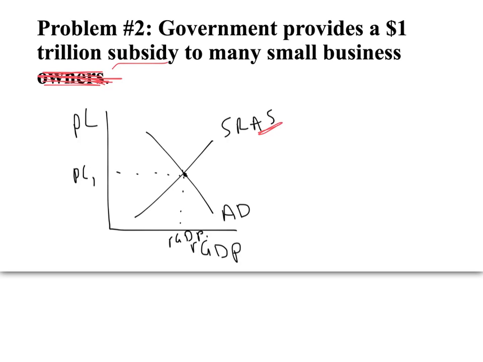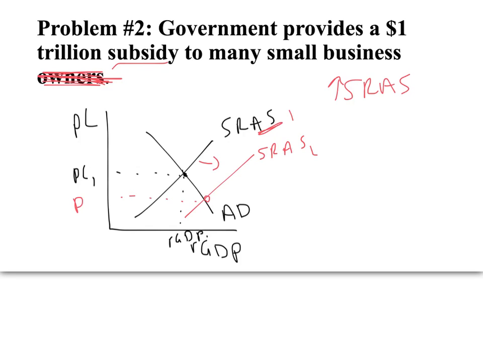So because businesses now have more money, you can imagine they might be able to hire more workers or hire more capital, buy more machinery, build more robots to build the product. Whatever the case is, we're going to increase SRAS. So we increase always to the right. So I'm going to draw an arrow. SRAS goes up, so that's 2, and that becomes 1.